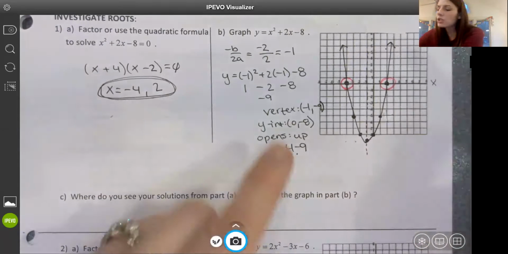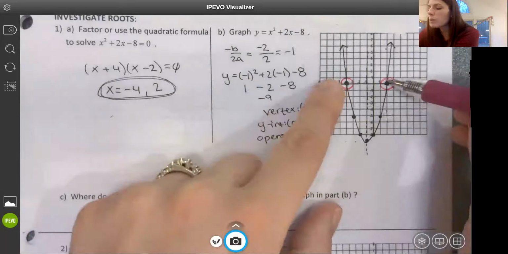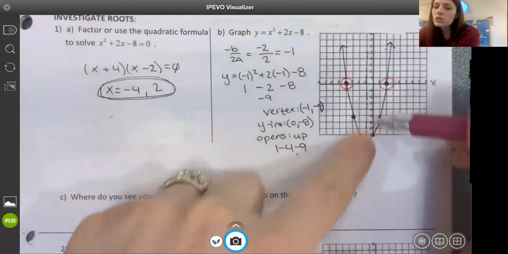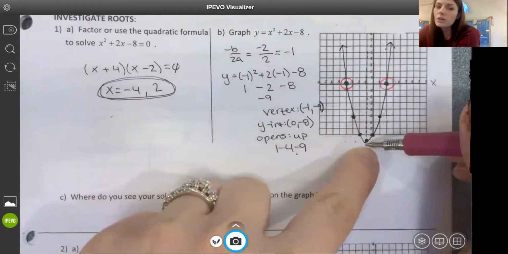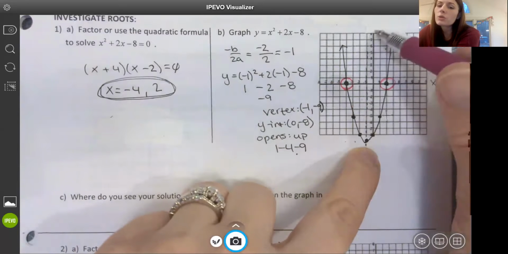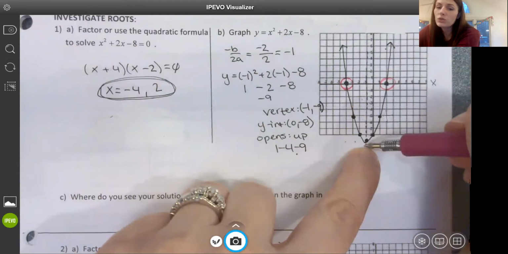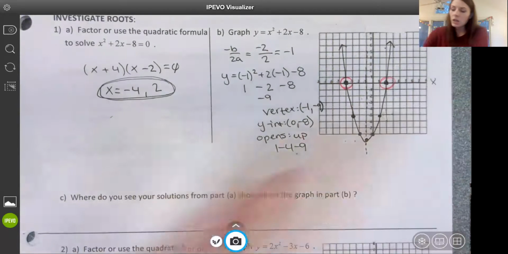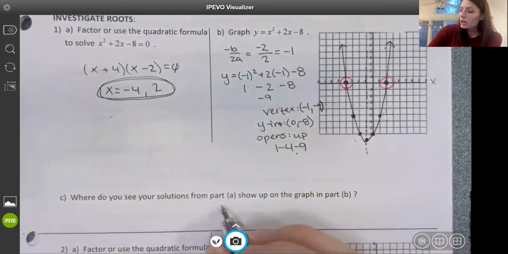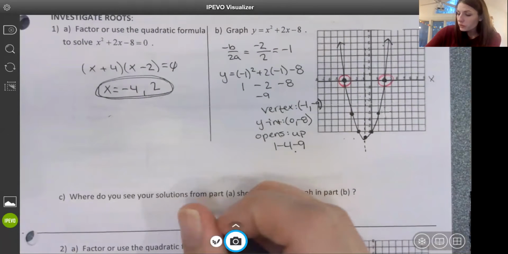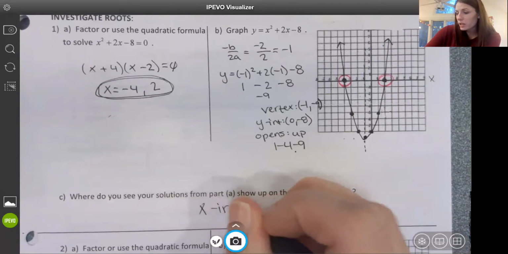Okay, and notice again, just like when we were graphing an intercept form, that my vertex point is directly in the middle of that. Between 2 and -4 would be -1. That would be the average of those two x values. So where we see our solutions from part A show up in part B would be that it's our x-intercepts.